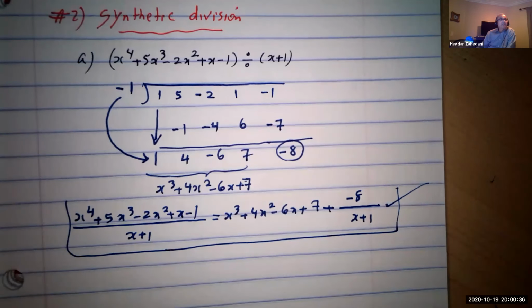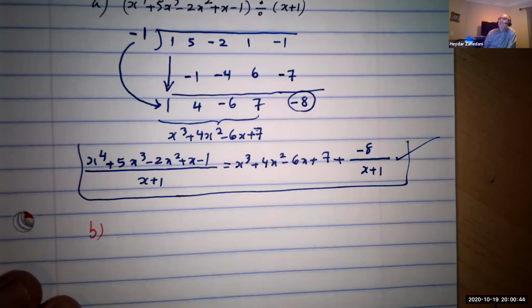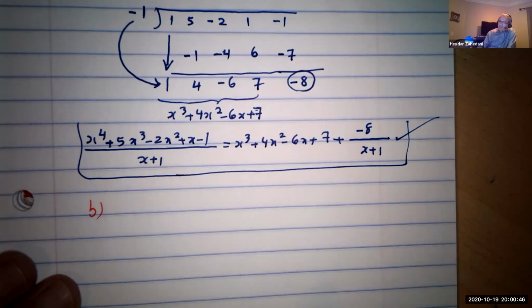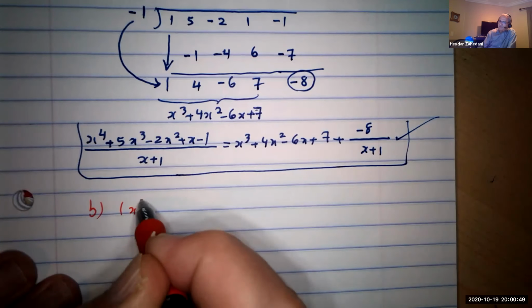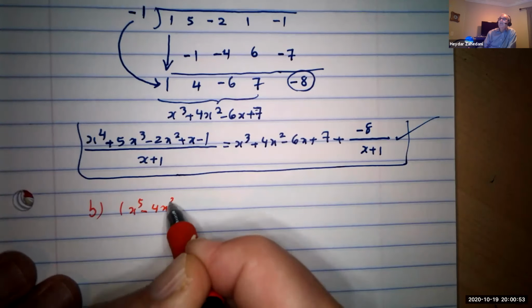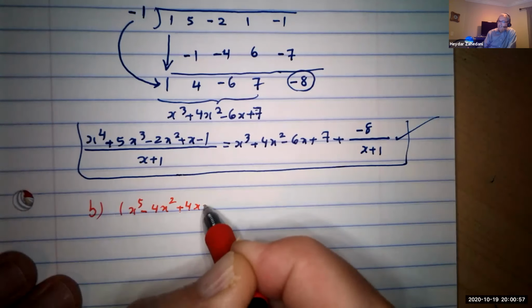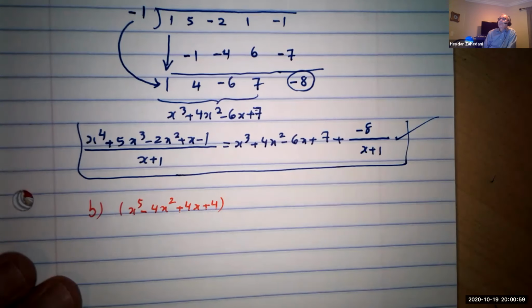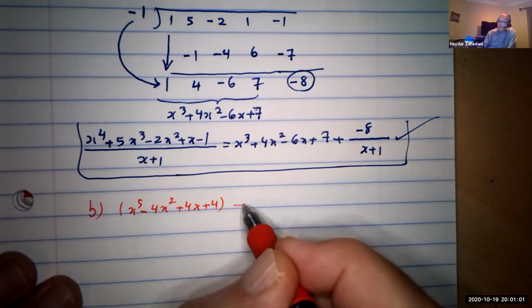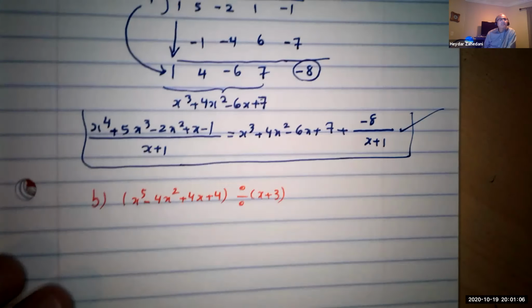No change is needed. But the type 2, you may have to change it a little bit. Are you ready? Let's see what is special about it. Part 2, you have x to the 5th minus 4x squared plus 4x plus 4. Then you want to divide it by x plus 3. That's it.